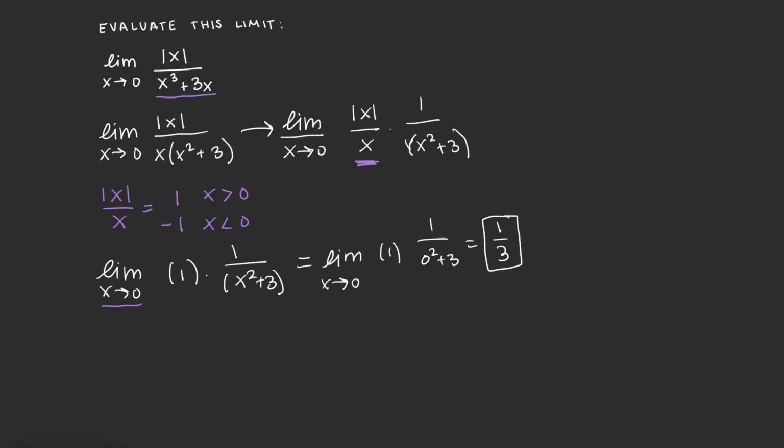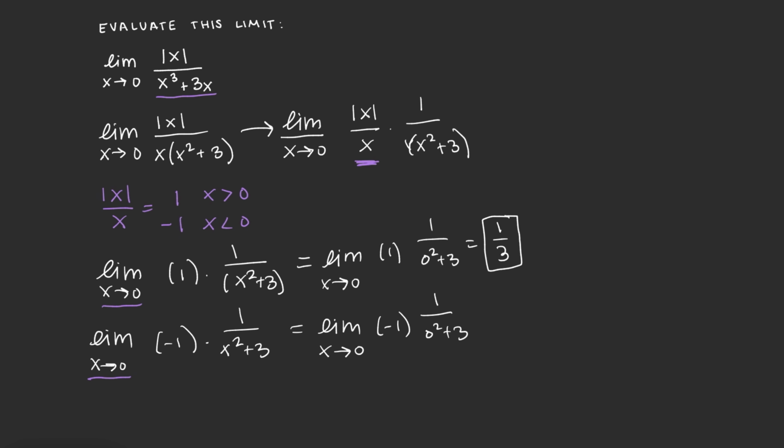Now, with a negative 1, we'll have the limit as x approaches 0 of negative 1 times 1 over x squared plus 3. And again, if we plug in a 0 for anywhere we have an x, we'll be left with negative 1 over 0 squared plus 3, and that will give us negative 1/3.